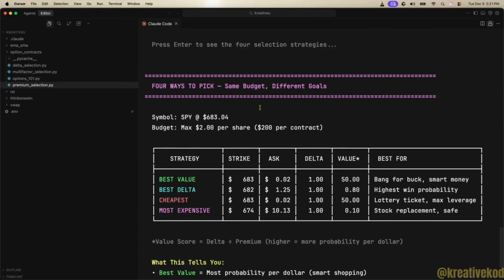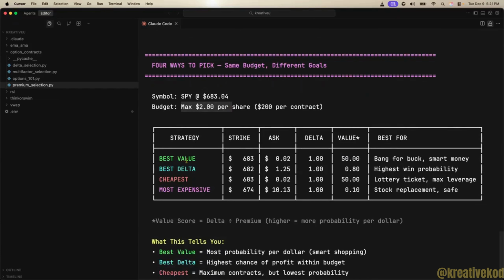Beautiful. So 4 ways to pick, same budget, different goals. So we have the SPY, the S&P 500, top 500 companies within the New York Stock Exchange. And you just told your AI, or your algo, that you have $200 that you want to budget for it. So this is the best value. We are buying a super out of the money contract, bang for your buck, smart money. Best delta, right, we're buying it for $123. So we went from $2 to $125.